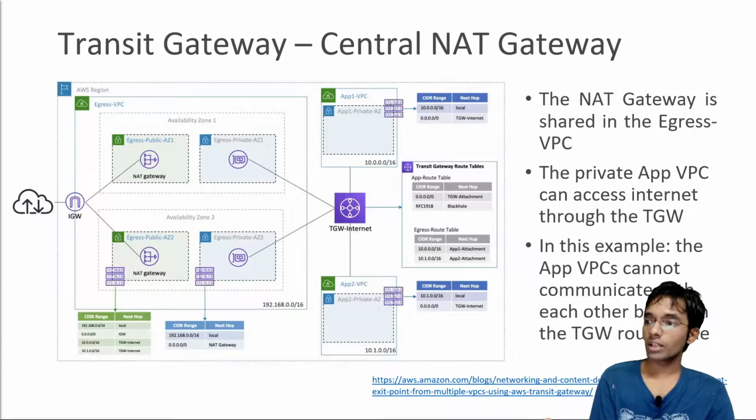But hopefully that makes sense, and this shows you a correct architecture for having a central internet gateway and a central NAT gateway through my egress VPC, and that is through the transit gateway. Okay, so that was a lot of information.